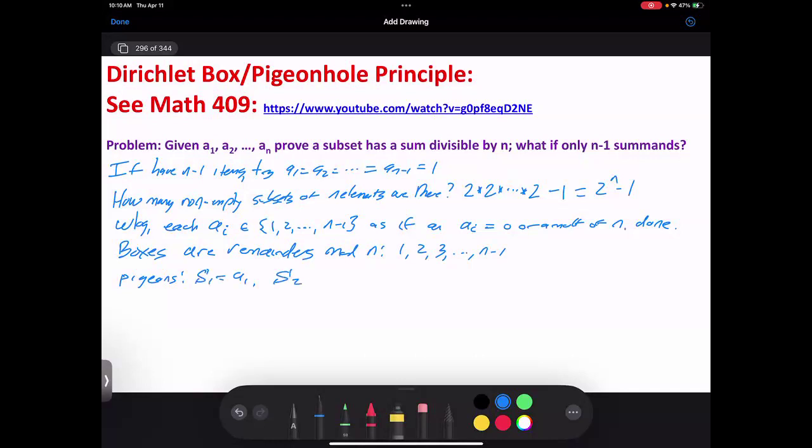Let's let S2 be A1 plus A2. Let's let S3 be A1 plus A2 plus A3, all the way down to Sn, which is A1 plus through An. These are very special sums. I'm just adding one more term as I march down. I have n pigeons. I have n minus 1 boxes. What do we know? So what must be true?